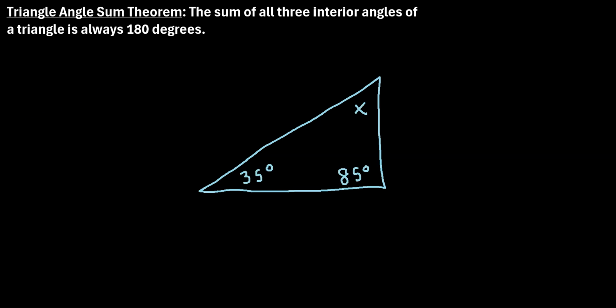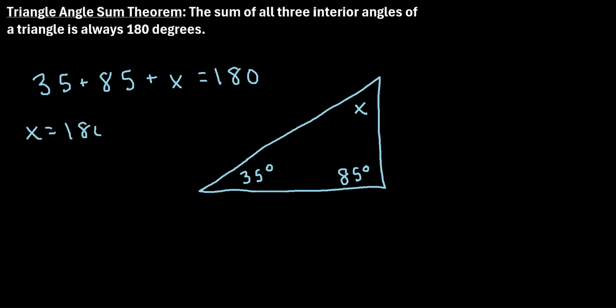Okay, let's say we have this triangle right here and we're told this angle is 35 degrees, this angle is 85 degrees, and we want to find this missing angle. Let's call it x. How can we do that? Well, we know that 35 plus 85 plus whatever x is must add up to 180. So we can solve for x by subtracting 35 and subtracting 85 from the left-hand side and the right-hand side. So we get x is equal to 180 minus 35 minus 85.